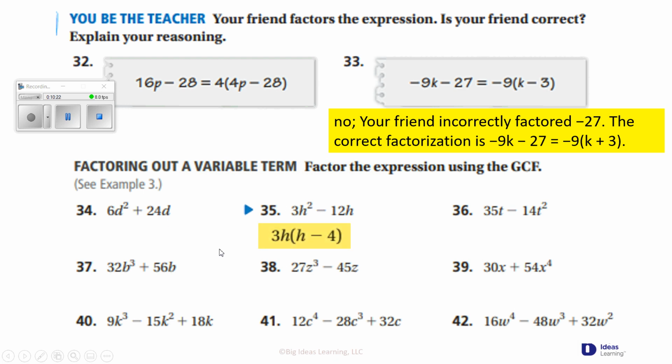4. Oh, I'm sorry, I was supposed to do 35. Well, it's obvious here that we're going to factor out 3H because 3 also goes into 12, negative 4 times, right? So 3H times H will give you 3H to the second power, and 3H times negative 4 will give you negative 12H. All right, let's see, 36 is yours. That means I got 37.